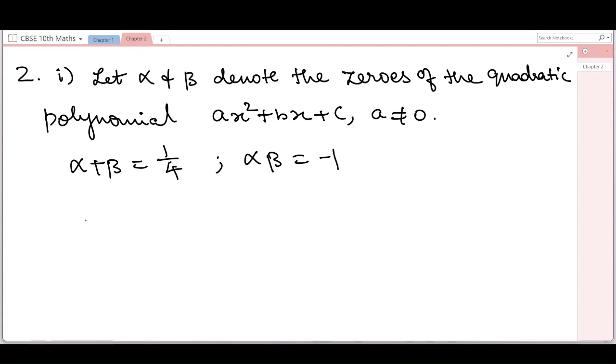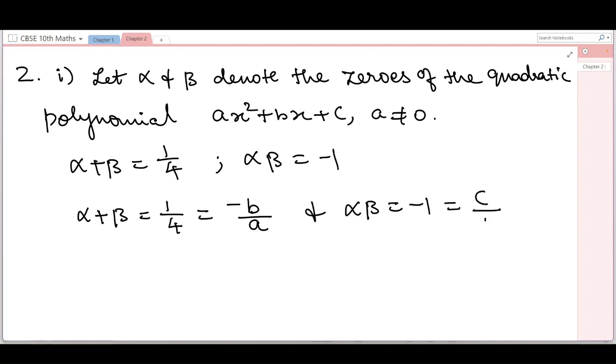But from the above relation between the zeros and the coefficients of the terms, we can say alpha plus beta equal to 1 by 4, which is the sum of the zeros, will be equal to minus b by a, and alpha beta is equal to minus 1, which is equal to c by a.